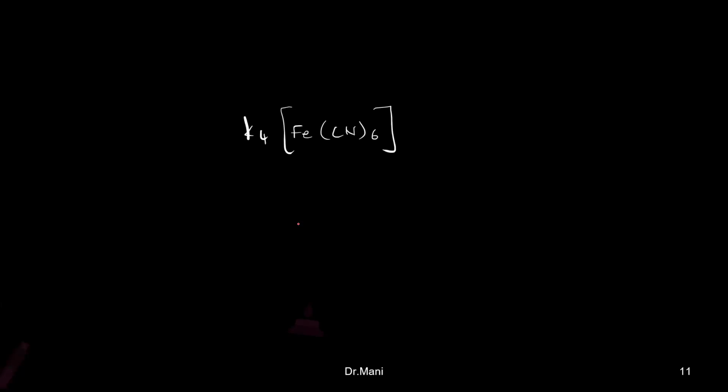Here, whatever you put into the square brackets is called the complex ion. Remember this. So what are complex ions? Those that are put in the square bracket. And remember, this entire structure will be a distinct entity. Let me tell you what that means.